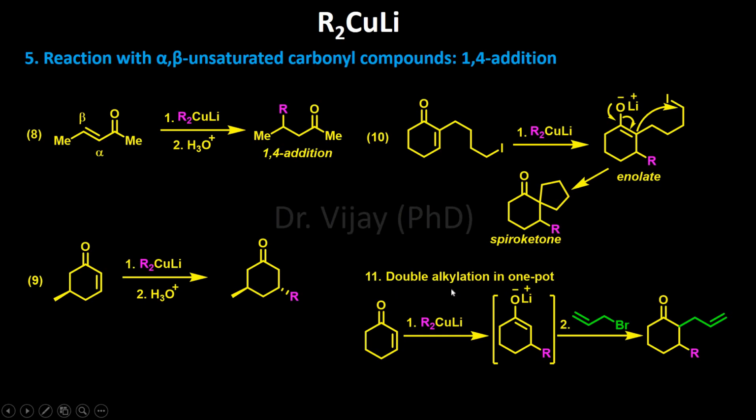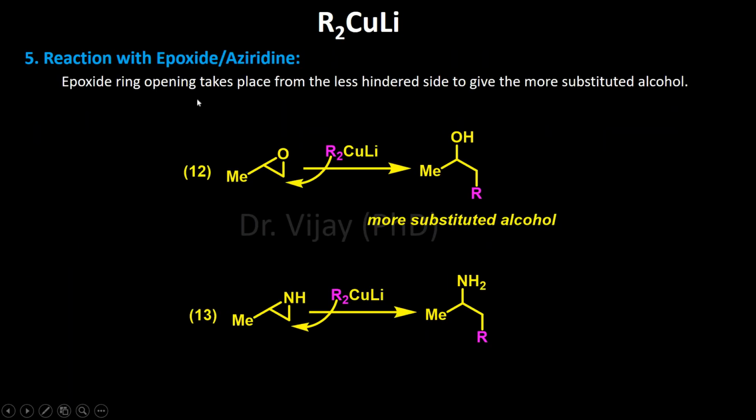4. Double alkylation. It is important to trap the enolate anion by adding another alkyl halide in the same reaction pot before proceeding with hydrolysis. Reaction with epoxide, aziridine. Epoxide ring opening takes place from the less hindered side to give the more substituted alcohol.